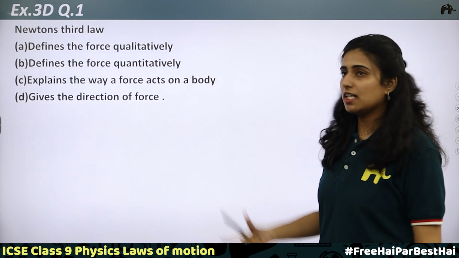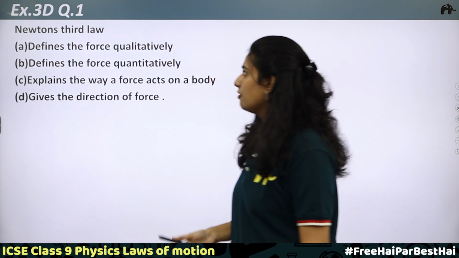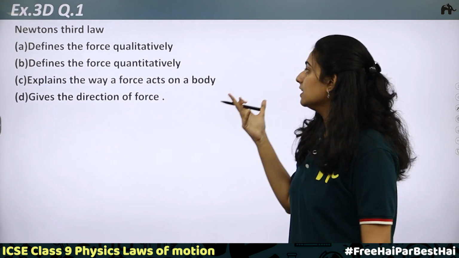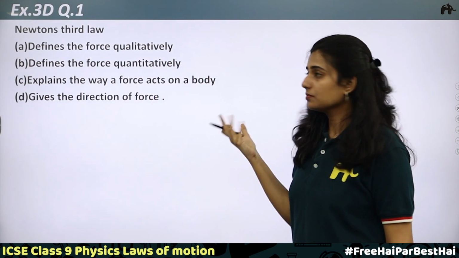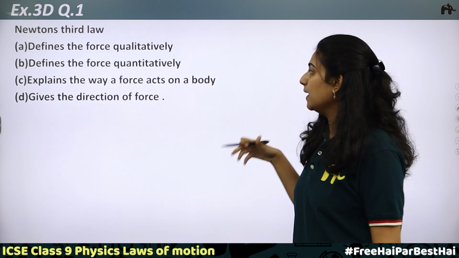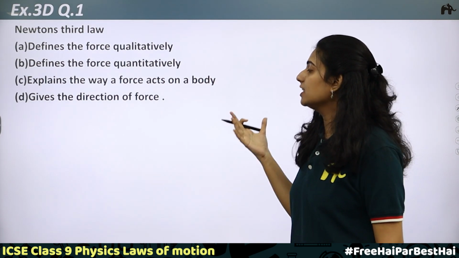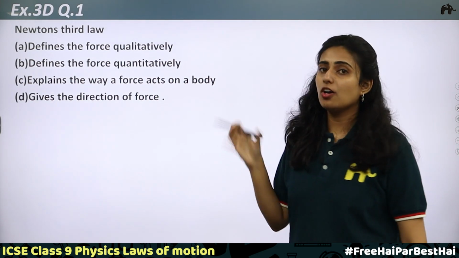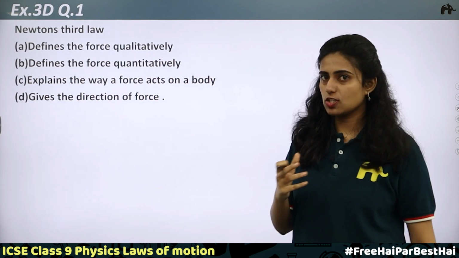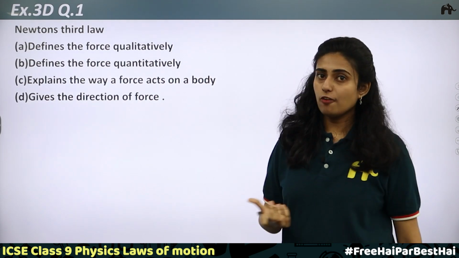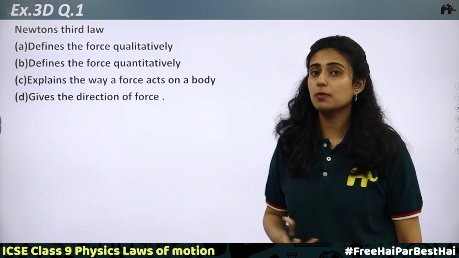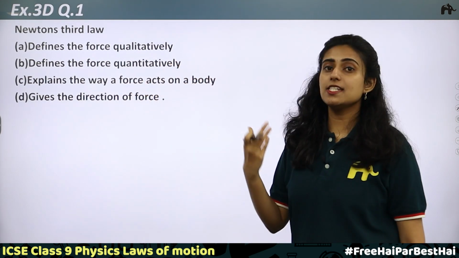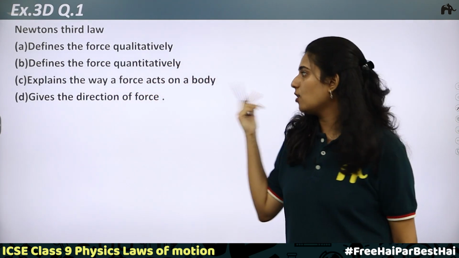Question 1. This is a multiple choice question about Newton's third law of motion. The options are: first, defines a force qualitatively; second, defines a force quantitatively; C, explains the way a force acts on a body, gives the direction of force. So, what is Newton's first law of motion? A body remains in a state of rest or uniform motion unless an external force acts on it. Then Newton's second law of motion, F is equal to m a. Rate of change of momentum is directly proportional to force. So it defines the force quantitatively.